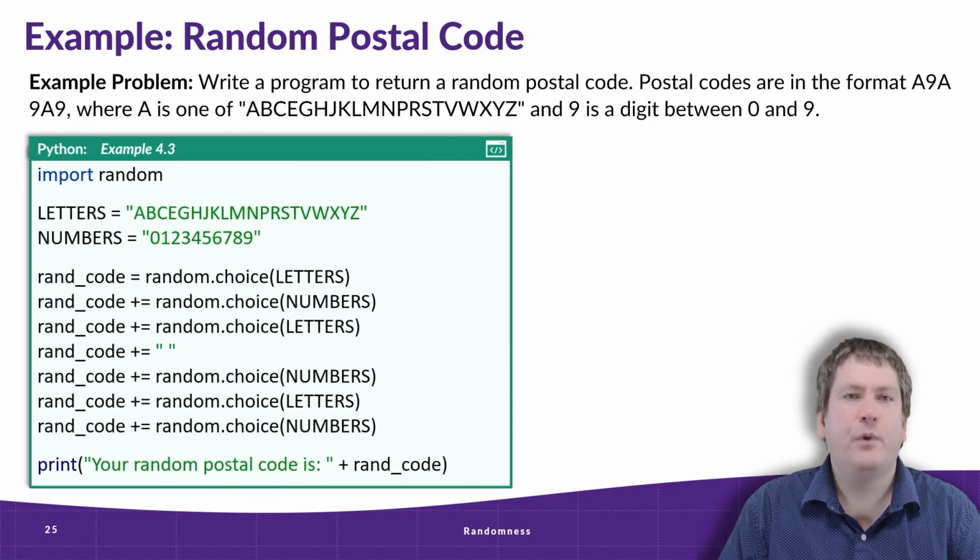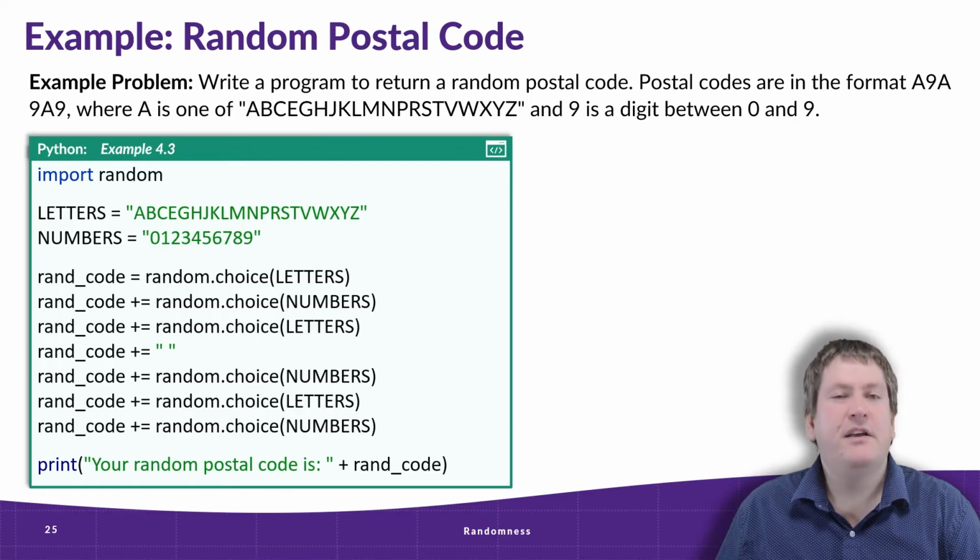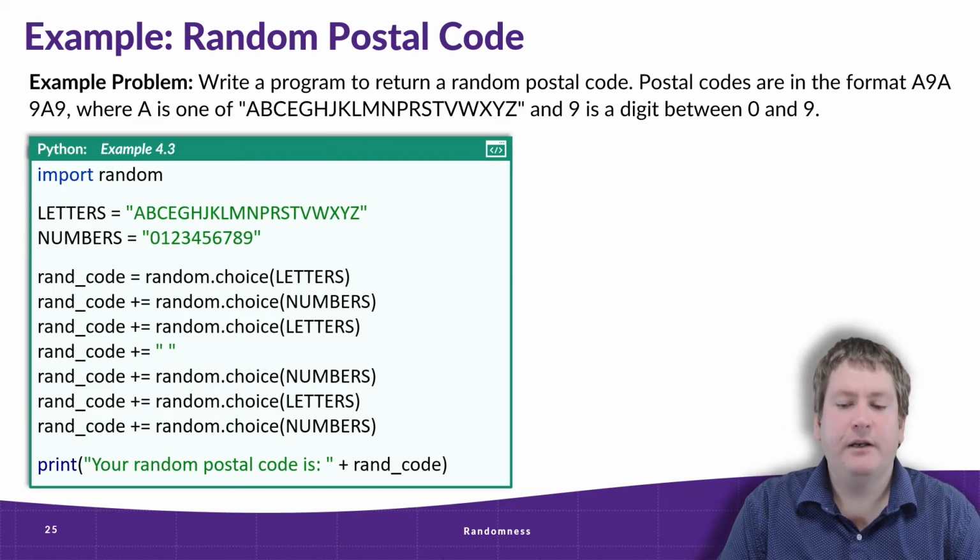We have a solution here. What this is doing is first defining two constant strings. The first one is letters, and those contain all the valid letters we discussed. And then we have one for numbers with all the valid digits that can be in a postal code. Then what we're doing is we're building this postal code one letter or digit at a time. We start off by declaring rand code equal to a choice from letters. So it's going to pick a random letter from letters, and that will start us off. We then add to it with a random number from the numbers string, and then we add a letter, then a space, then another random number, then another random letter, and then a random number. Then we finally output that to the screen.